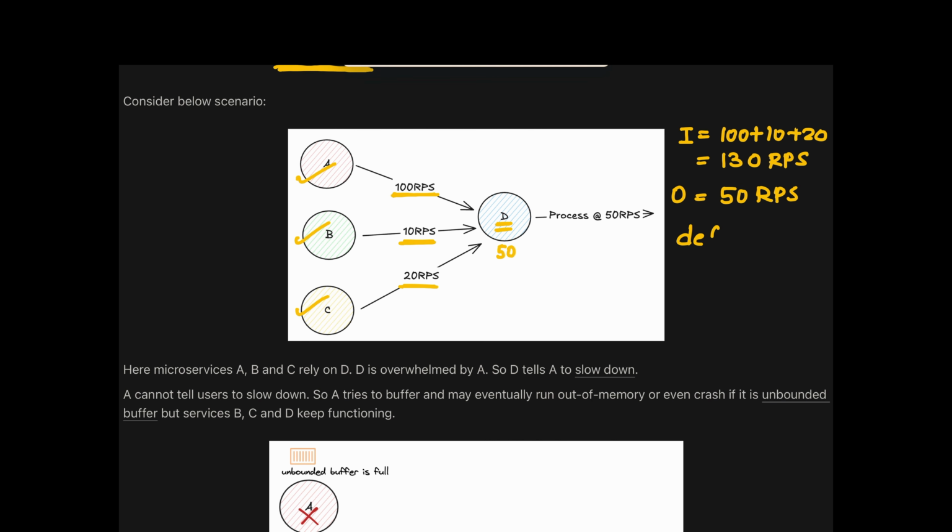So the deficit, the delta value, is 50 minus 130. That means D is lagging every second by 80 requests. 80 requests should either be buffered per second or should be dropped.